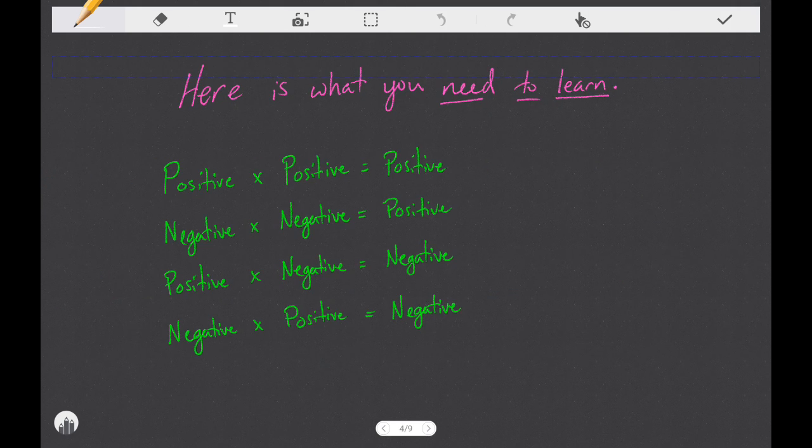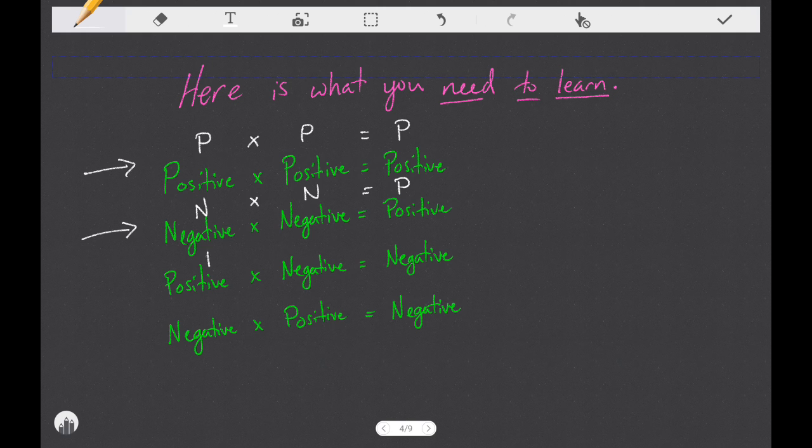Here is what you need to learn. If there's anything that you write down today, this has to be it. You have to understand that when we have a positive times a positive, you're going to have a positive answer. And if you have a negative number times a negative number, you're going to have a positive answer. So that is new. This right here, we've learned: 3 times 4 equals 12. But this is a little bit different. When I have negative 3 times negative 4, I get a positive 12. So that's a little bit different to think about.